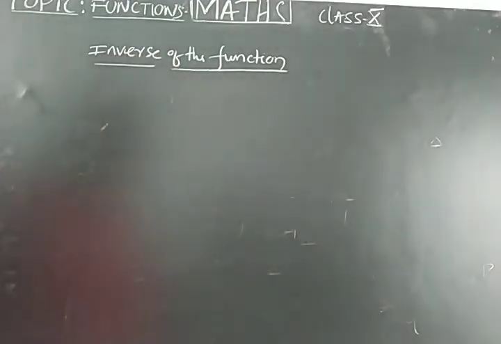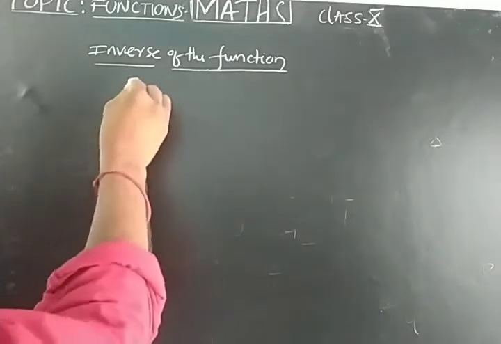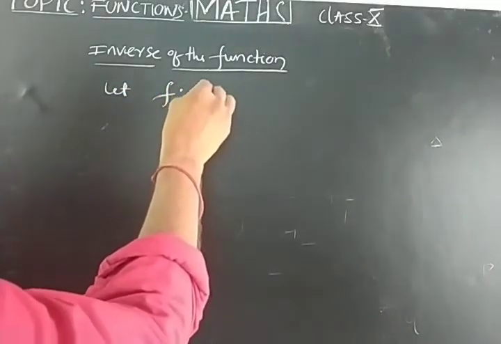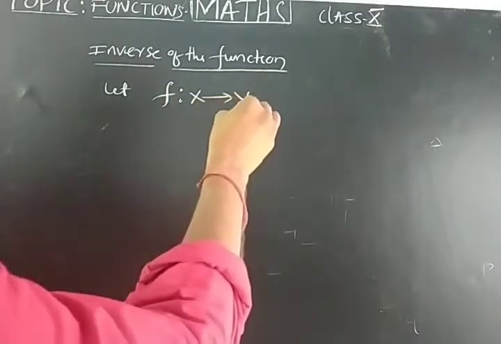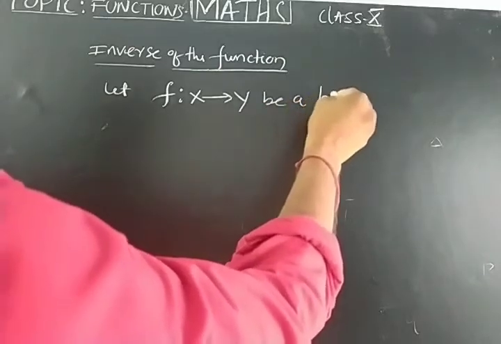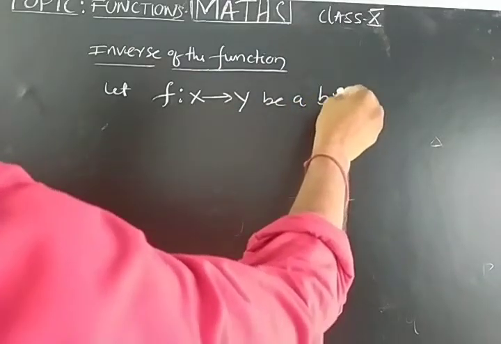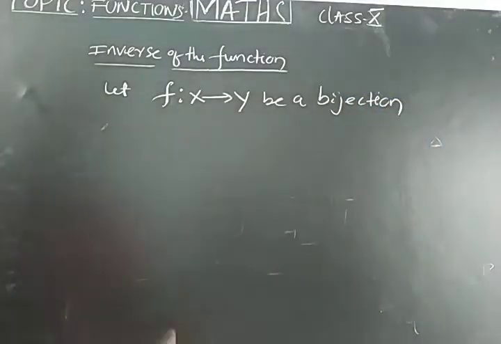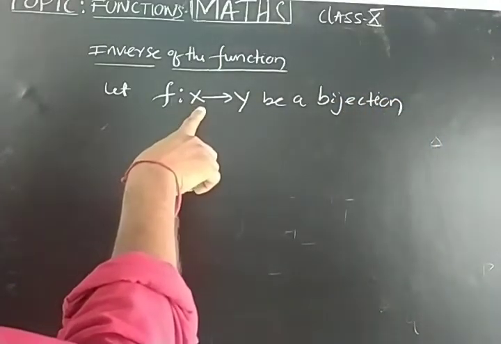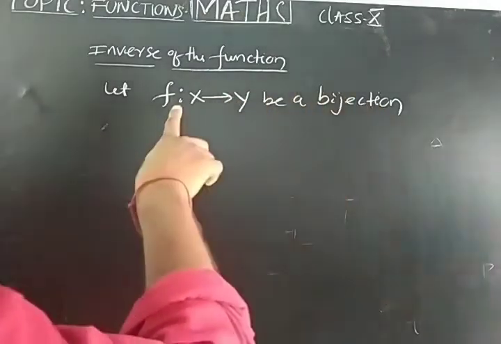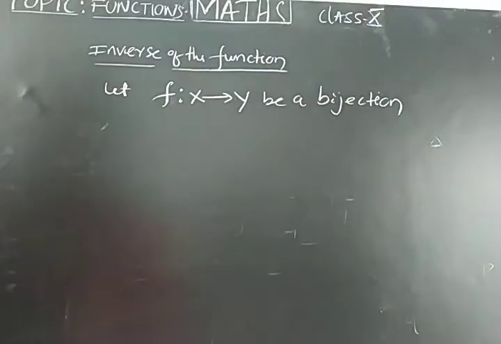Inverse of the function. First, the definition of the inverse of a function. Let me take a function f from domain X to codomain Y be a bijection. Bijection means it is one-one and onto. I have taken a function from domain X to codomain Y as a bijection function.